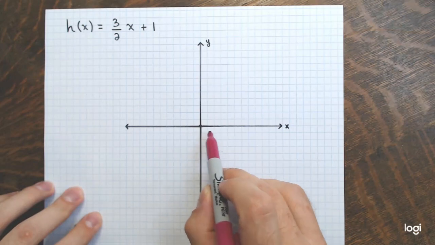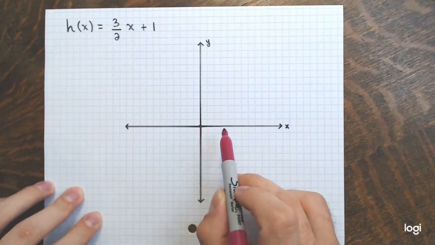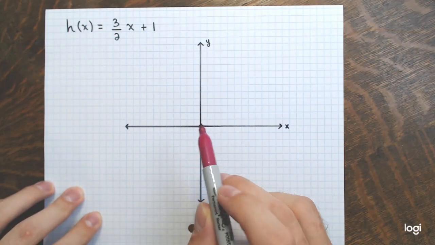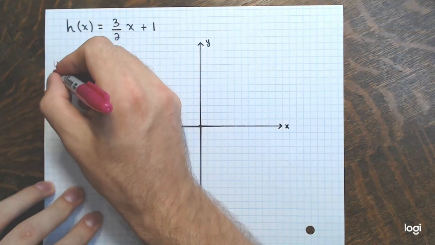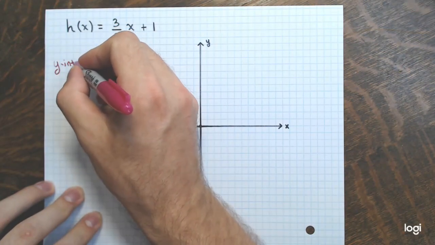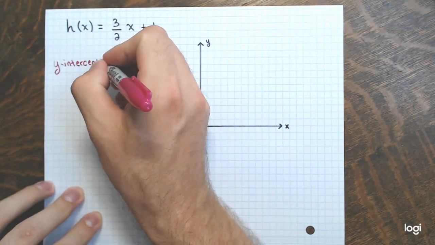All right, and again, my units here are all going to be 1 unit long. So 1 unit between each square going up and down. First I'm going to plot an easy point, the y-intercept.